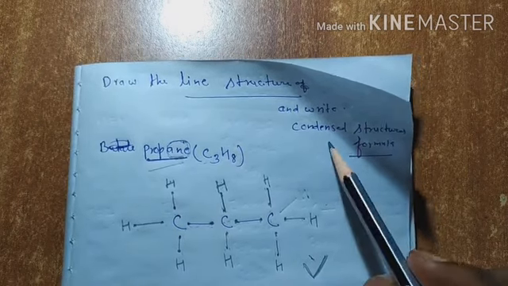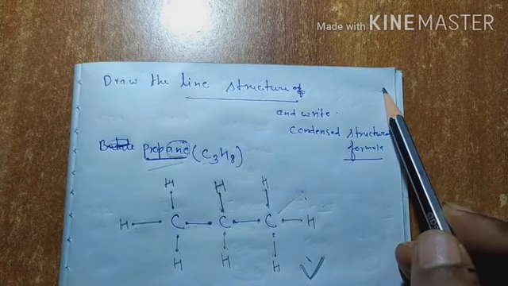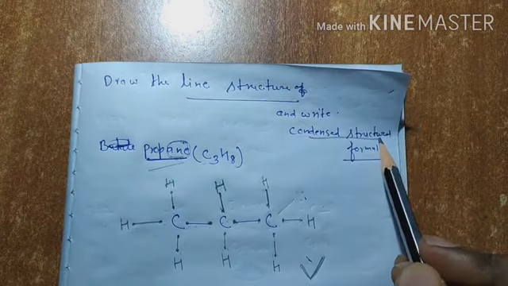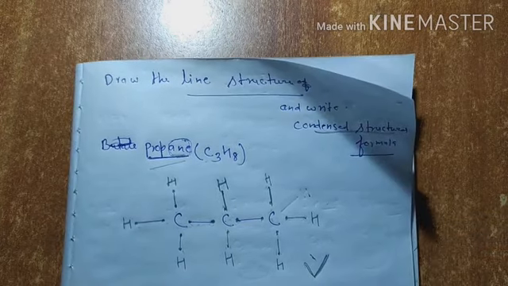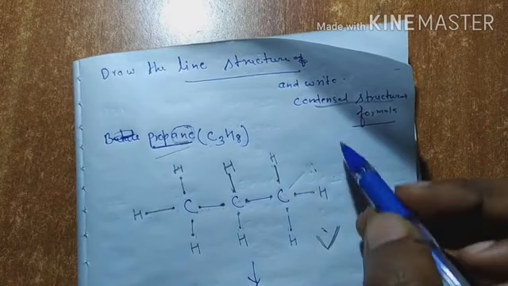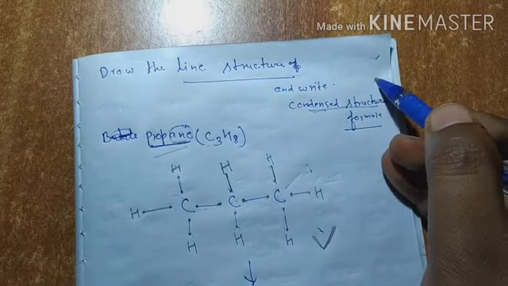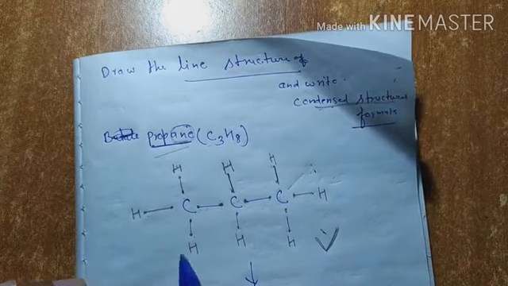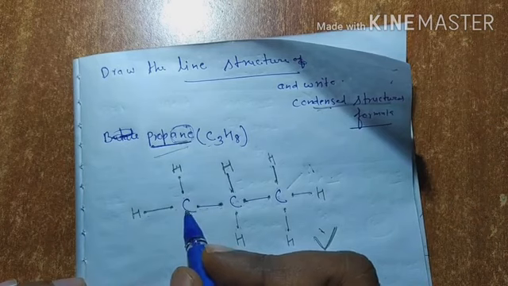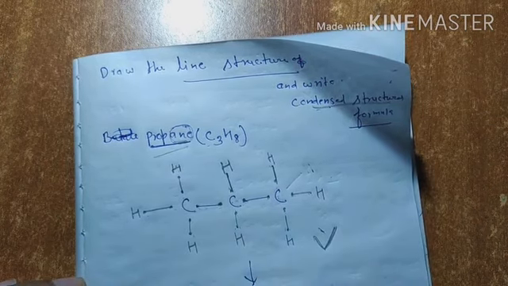Now you have to write the condensed structural formula, right? In the case of the condensed structural formula, what you have to do is very easy. See, I am writing the condensed structural formula. From this carbon atom, how many hydrogens are here? 1, 2, 3 are here. So write CH3.